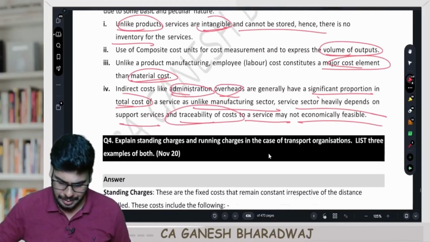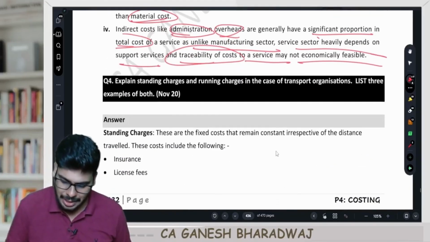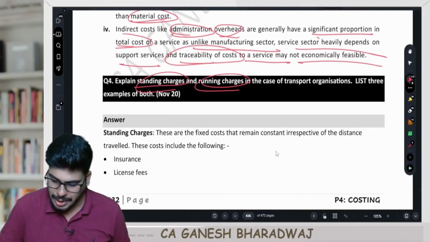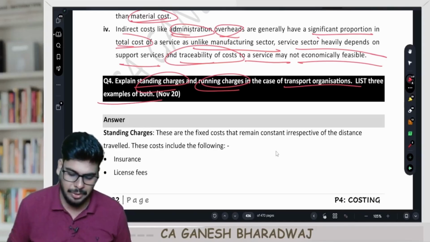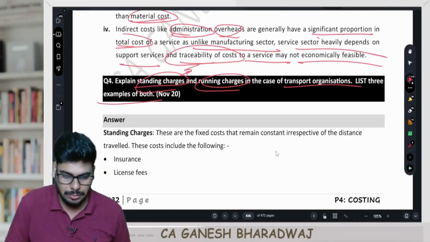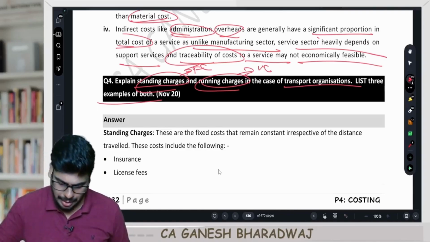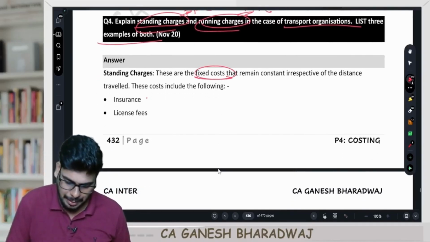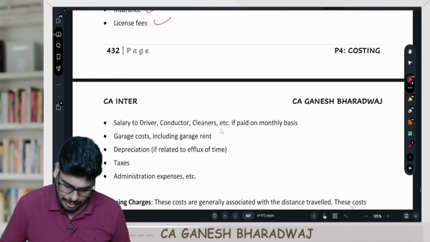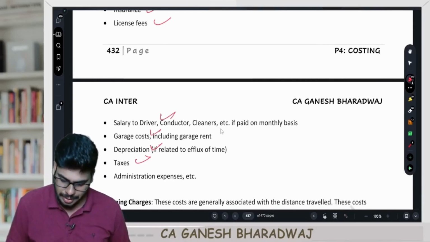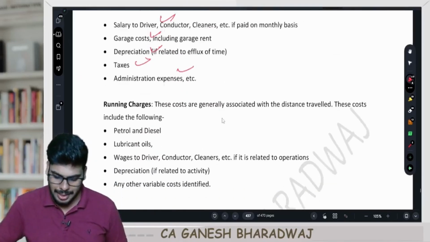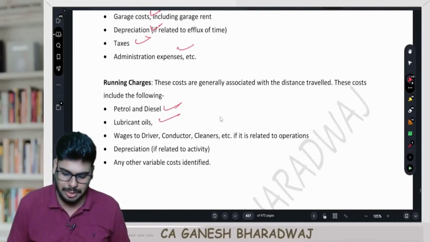Fine. Then explain standing charges and running charges in case of a transport organization. List 3 examples of both. Standing means fixed cost. Running means variable cost. That's about it. So these are fixed costs, for example insurance, license fee, road tax, etc. Taxes, depreciation, garage costs, salary to driver, conductor, cleaners, admin expenses, all these things. Running charges are generally petrol, diesel, lubricants and all these things.